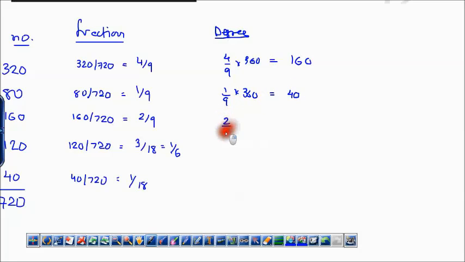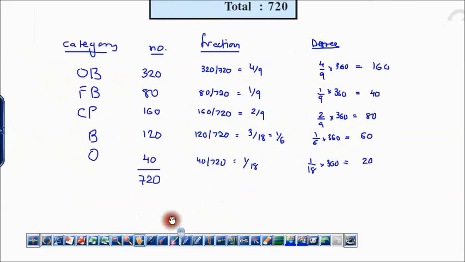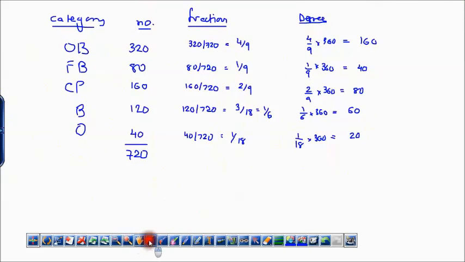2 by 9 into 360, 80. 1 by 6 into 360, 60. And 1 by 18 into 360, 20. This is how you create the table and convert the numbers into degrees.